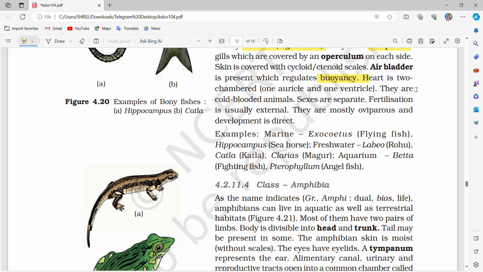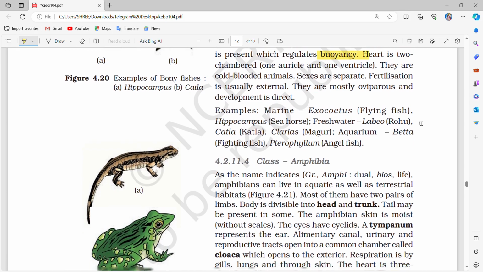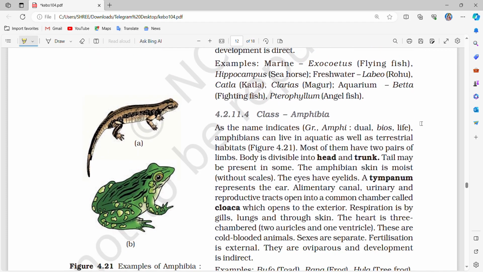They are cold-blooded animals. Sexes are separate. Fertilization is usually external. They are mostly oviparous and development is direct. Examples: marine: Exocoetus, flying fish, Hippocampus, seahorse; freshwater: Labeo, rohu, Catla, Clarias, magur, aquarium: Betta, fighting fish, Pterophyllum, angelfish.